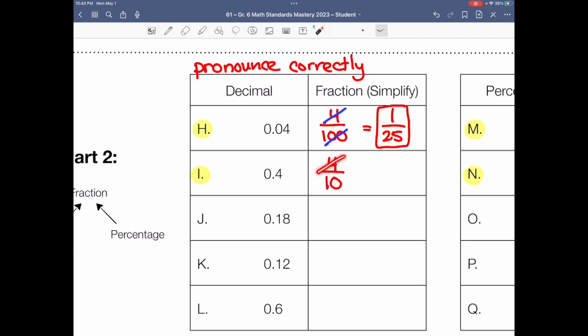Divide by what? So for this one, we can divide by 2, divide by 2. 4 divided by 2 is 2. 10 divided by 2 is 5. So your final answer, 2/5.